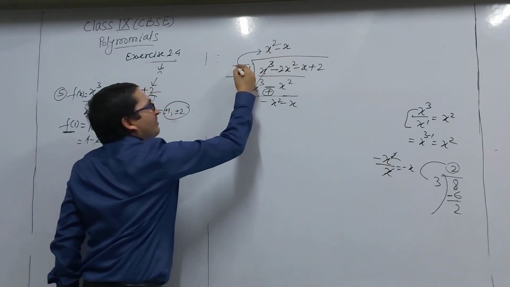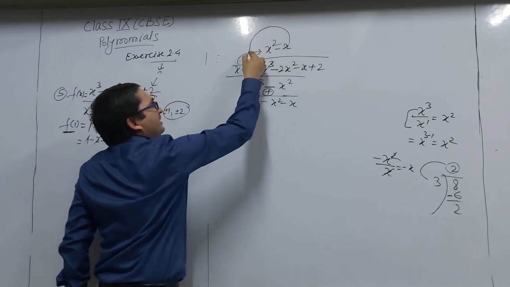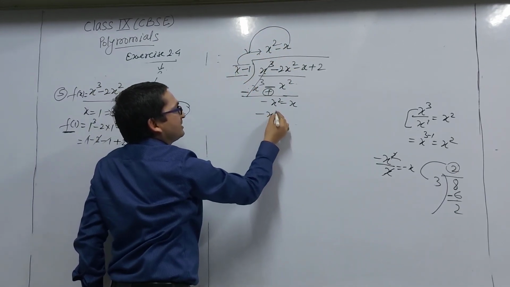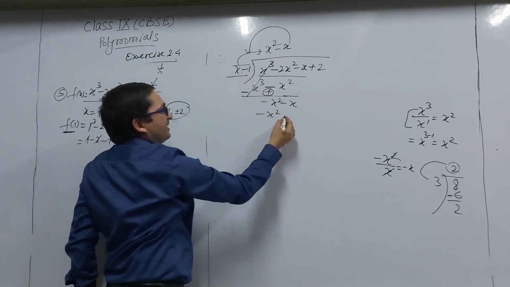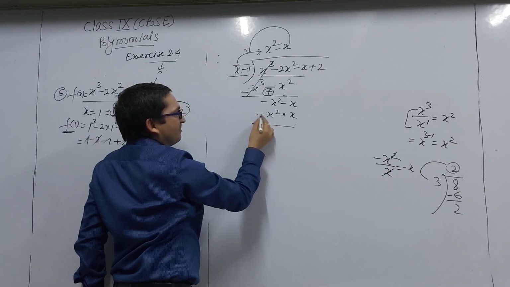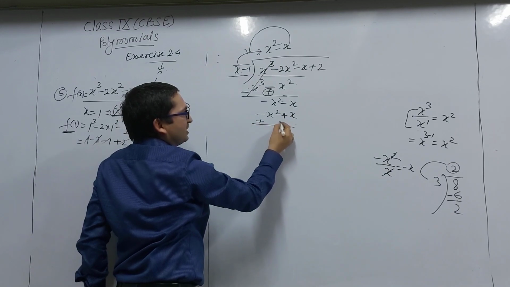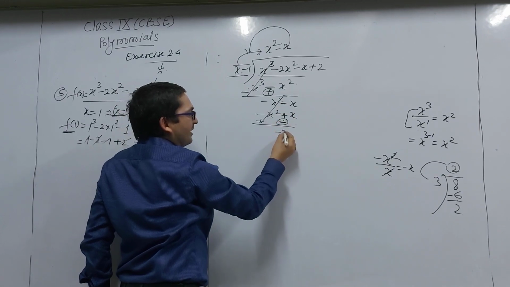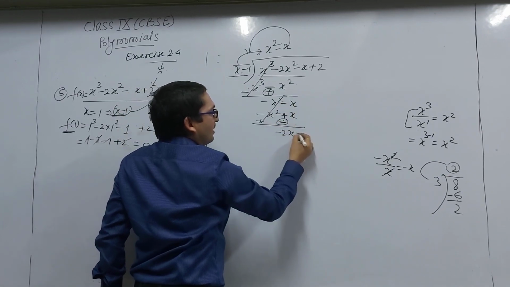Minus x. Now again you have to multiply minus x with x minus 1. So minus x with x will be minus x square. Minus x with minus 1 will be plus x. Now again subtraction. This is minus, so it will be plus. This is plus, so it will be minus, and it gets cancelled. Minus x, minus and minus, will be minus 2x, and this will be plus 2.